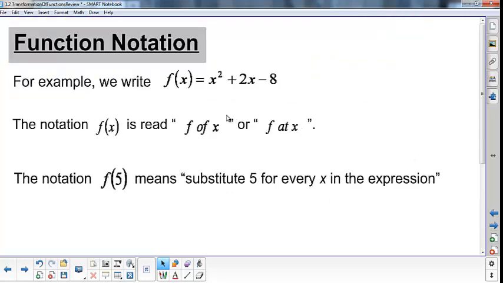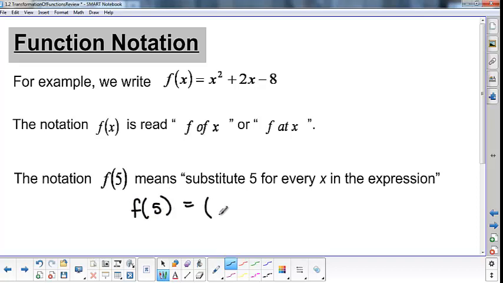So for example, we have f of x equals x squared plus 2x minus 8. Remember that f of x is read as f of x or f at x. So the notation f at 5 means you're going to take every x value in your equation and substitute the value of 5. So we will do that now. f at 5 equals 5 squared plus 2 times 5 minus 8.